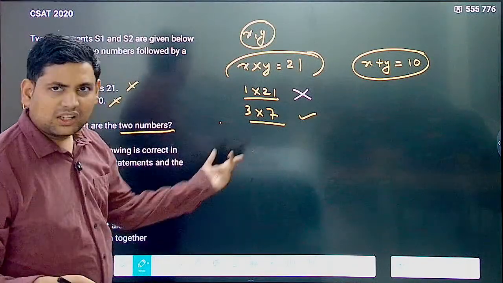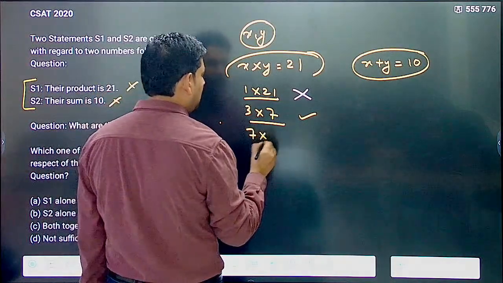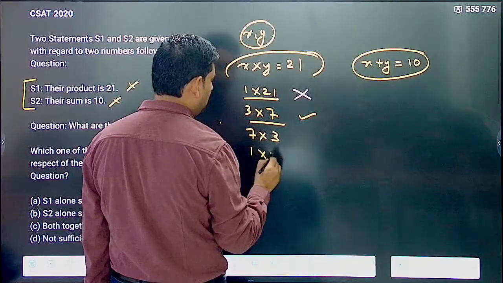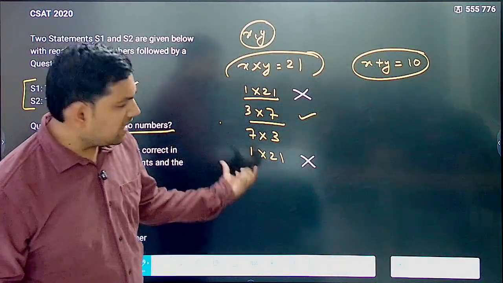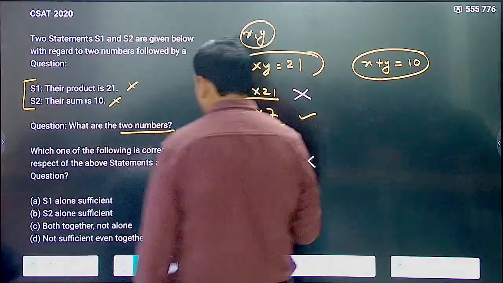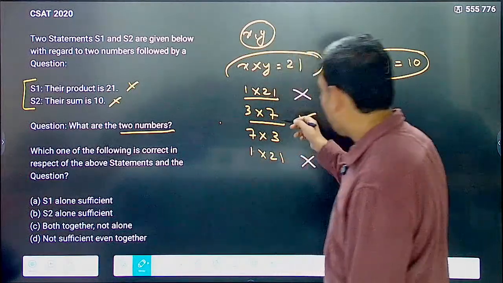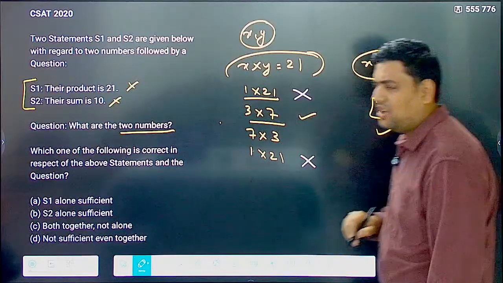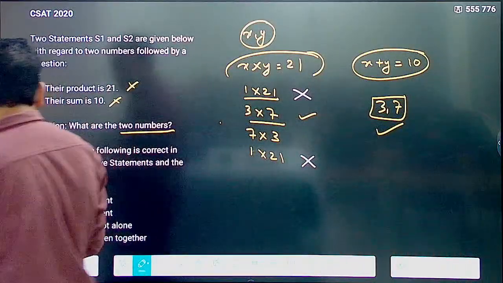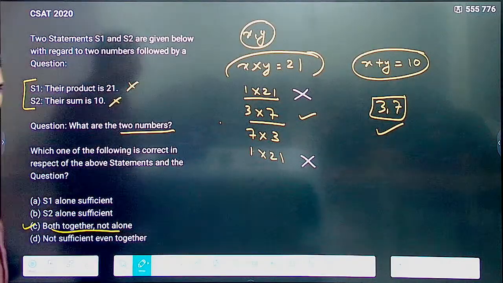Now even if you take the reverse of them, it does not matter. Even if you take 7 into 3 or 1 into 21, again this won't satisfy because the sum is not 10. So ultimately what you got is that the exact two numbers are 3 and 7. That's it. It is not asking you about the ordered pair. So you can say that both together, not alone, are sufficient.